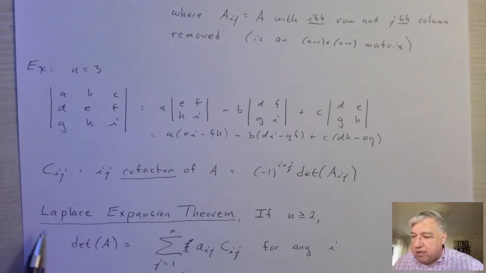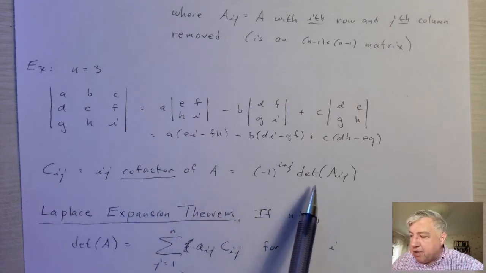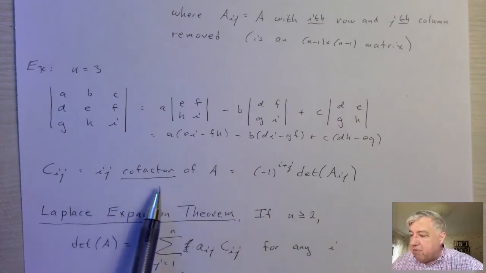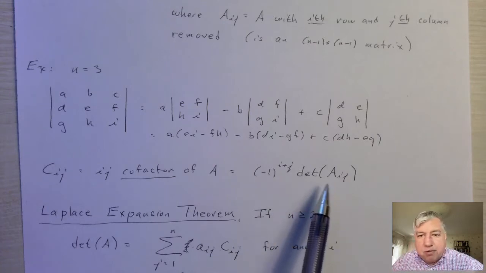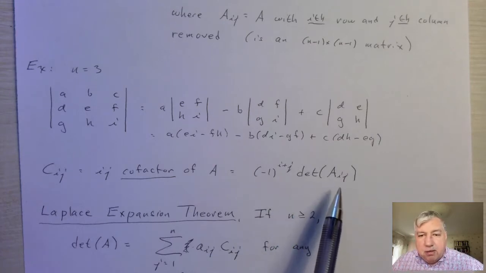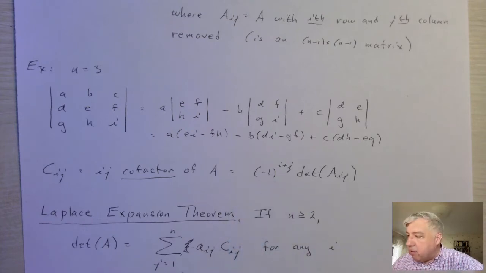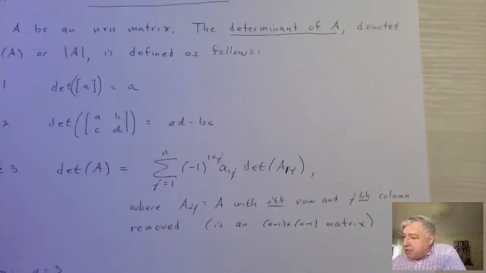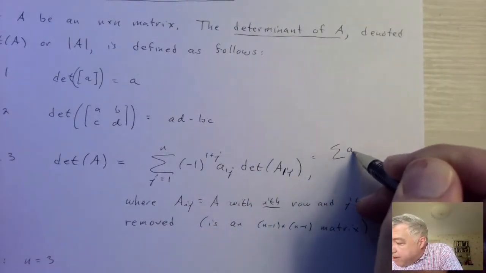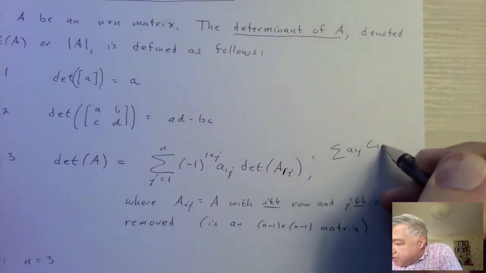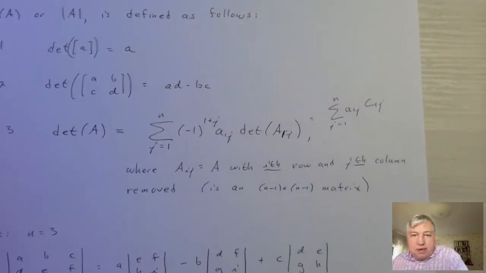The one term that we have is this idea of a cofactor. The ij cofactor of A is just the determinant of the matrix you get when you delete the ith row and jth column, times -1 to the i plus j. So really what we have here is basically just the sum of A1j times C1j, where j goes from 1 to n in this case.